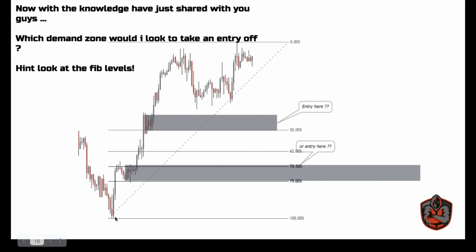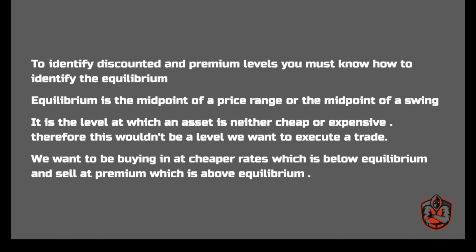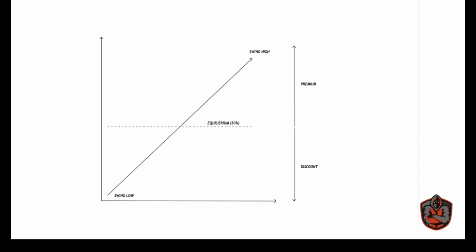Now, with the knowledge I have just shared with you guys, which demand zone would I look to take an entry off? Hint, look at the Fibonacci levels. So now that I marked out the swing low and the swing high, we have our Fibonacci levels here. Now remember, 50% is our equilibrium. And what did I say about equilibrium? It is the level at which an asset is neither cheap nor expensive. Therefore, this wouldn't be a level we would want to execute a trade off, right?